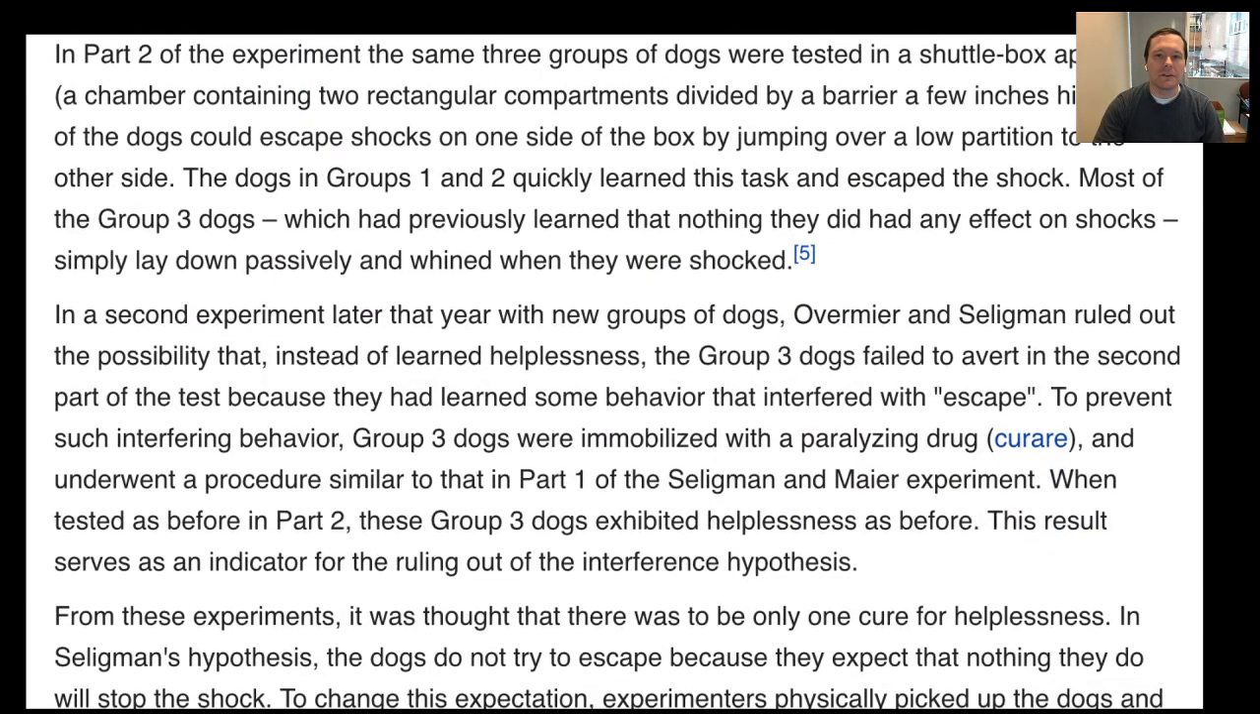Then they did part two, where they could escape. And this was the critical part. The dogs in groups one and two, where they had agency, learned that they could escape. The group three dogs, who had learned that nothing they did had any effect, lay down and lay passively when they were shocked. All right, so it's so sad.